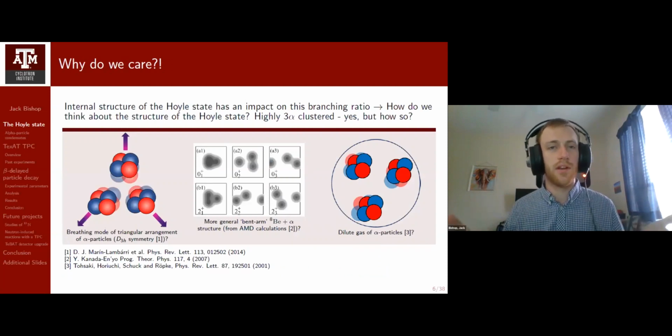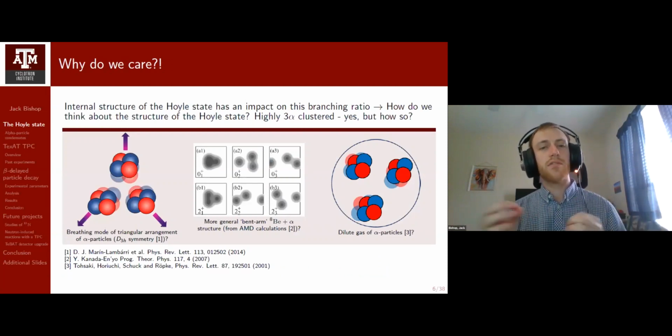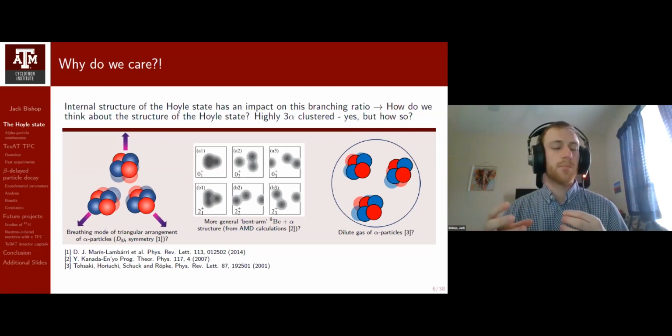So you may ask, okay, why do we care about this? The internal structure of the Hoyle state actually has a very large impact on this branching ratio. So if we want to try and understand a little bit about what the structure of the Hoyle state is, then perhaps this is a good thing to be able to measure.